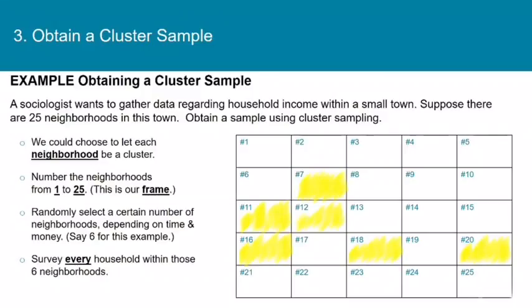And what we would do now that we have these 6 clusters randomly chosen is every person that lives in each of these neighborhoods would become part of our sample. So survey every household within these 6 neighborhoods. So the random part comes when we randomly choose a few of the clusters, but then every individual in each cluster becomes part of the sample.